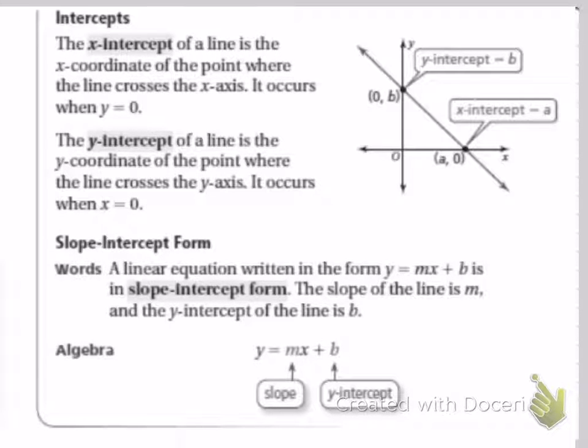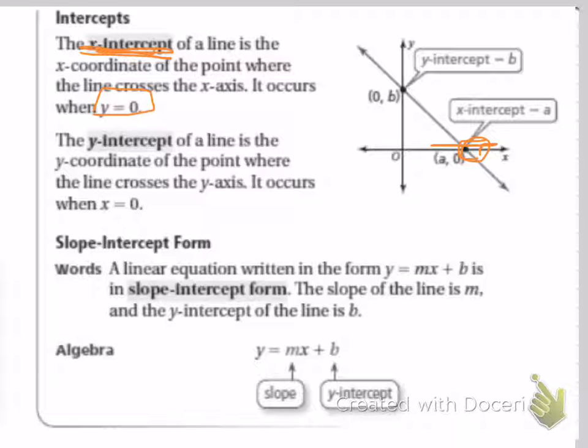Today I'm going to teach you about the x and y intercepts and slope-intercept form. The x-intercept of a line is where the line hits the x-axis. It occurs when y equals 0. That's important. So in the equation, y is going to equal 0.